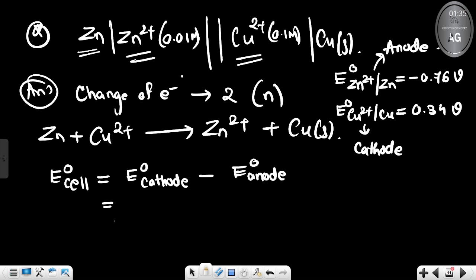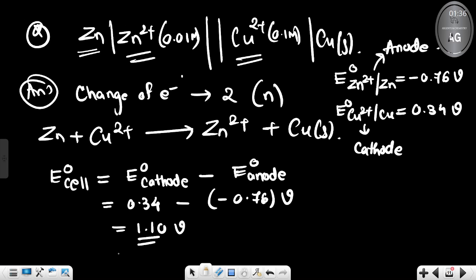So copper being the cathode will be 0.34 minus (minus 0.76) volt. Total it will come to 1.10 volt. So clear? So 1.10 volt. Now one thing you can also understand from here. Suppose you did not do all this. Suppose you did minus 0.76 minus 0.34. So your answer would have come minus 1.10 volt.